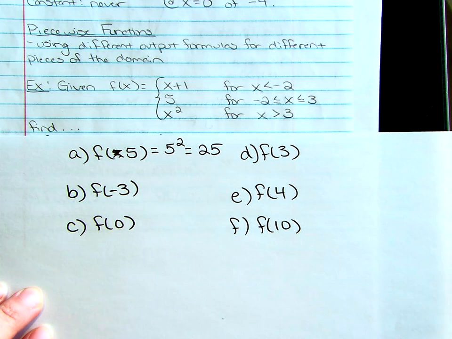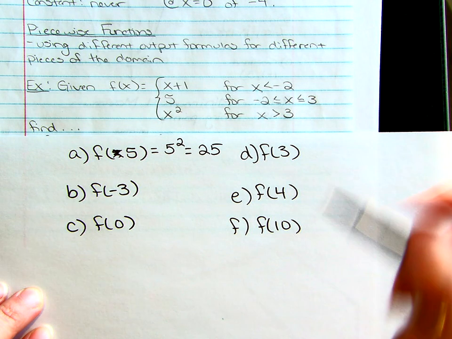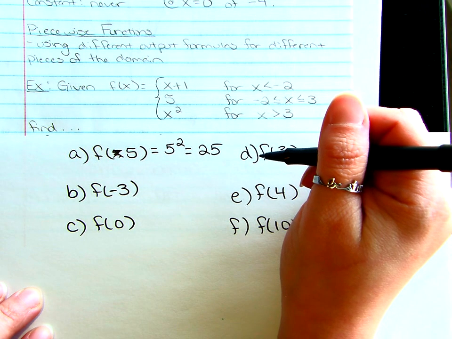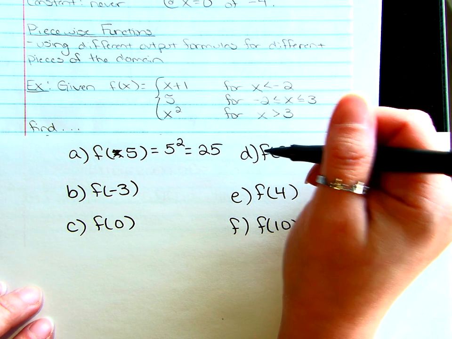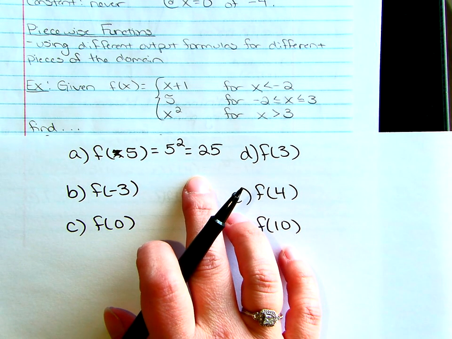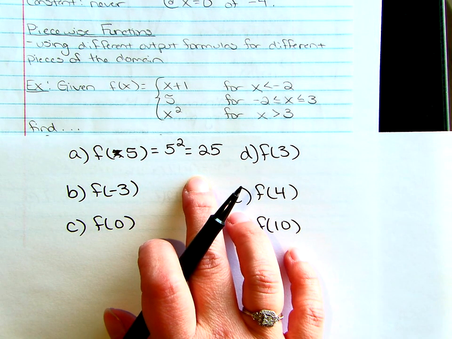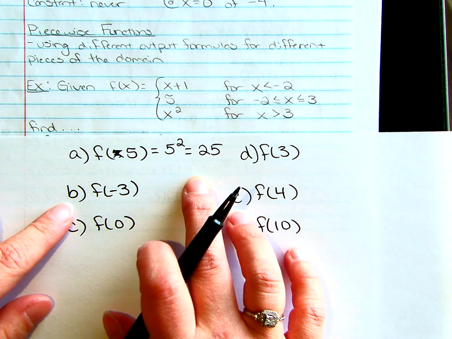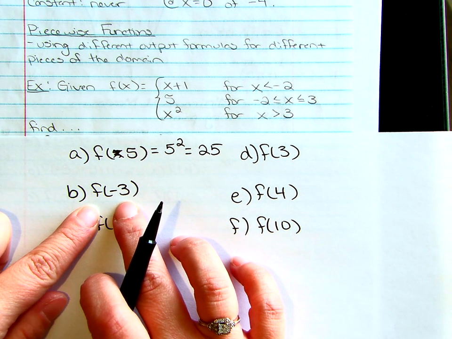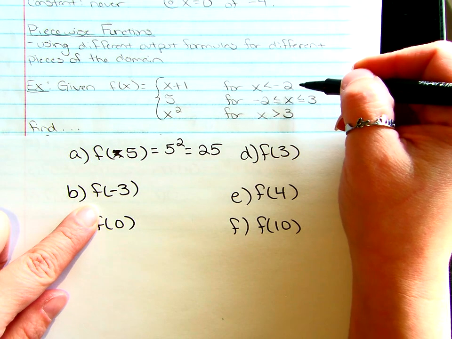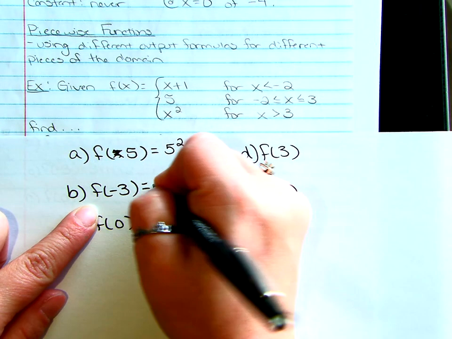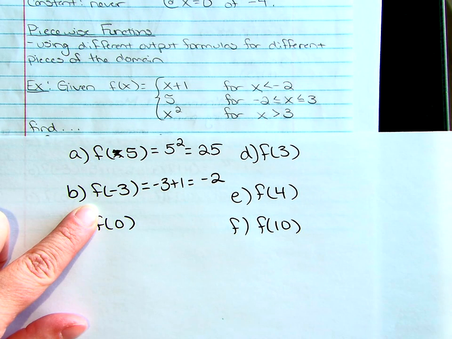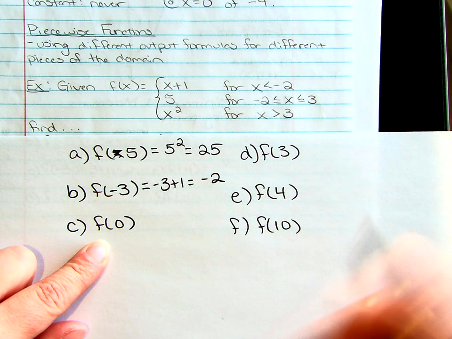We have to figure out which function we're using, then we plug it into that function and compute out the y for it. So it's still the same plug and chug style problems that you've encountered in previous math classes. It's just now you have to do a little bit more deduction before you can actually do your math. So f of negative 3, well, that's less than negative 2, so we're going to use x plus 1. F of 0, that lies between negative 2 and 3.